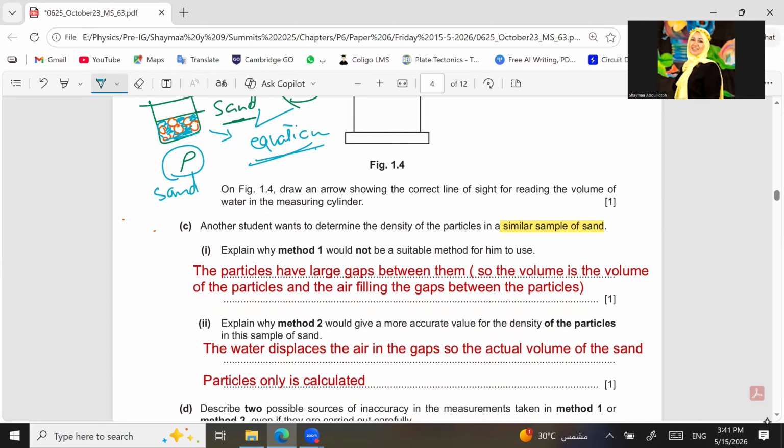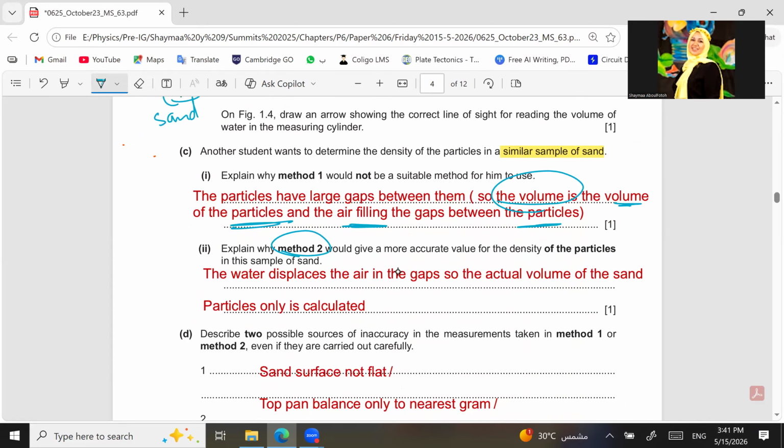Now, explain why method 1 wouldn't be a suitable method for him to use. Why? Because the particles have large gaps between them. So the total volume is the volume of the particles and the air which is filling the gaps between the particles. Method number 2, by using water, would give a more accurate value for the density of the particles in the same sand. You have to think about the suitable answer. The water displaced the air in the gaps, so the actual volume of the sand particles is calculated. Now I need just the actual sand particles, I'm not talking about the water. So it will be more accurate than the first one.